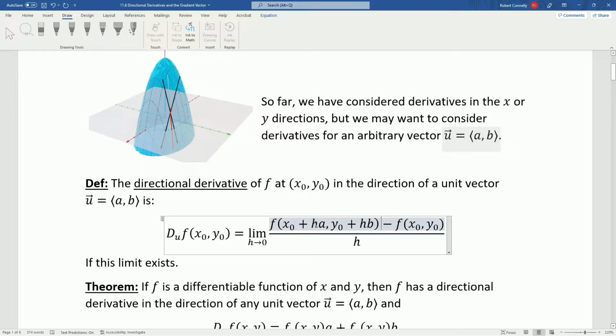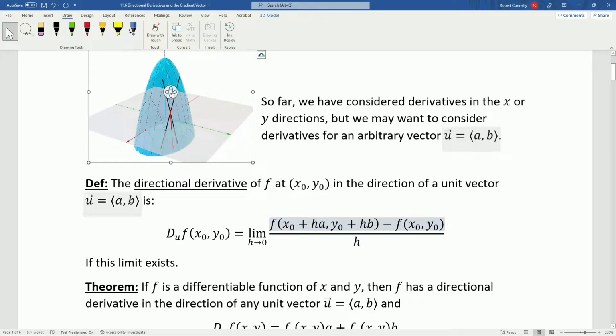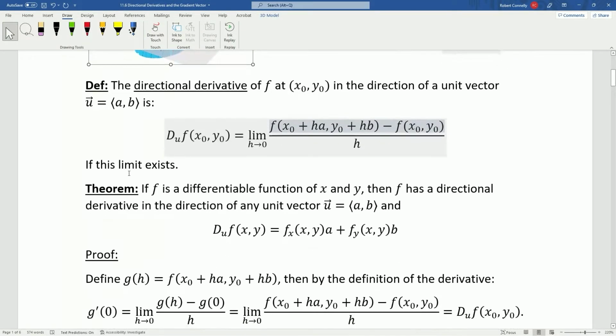Because we have this direction vector a and b, the amount that your x and y coordinates are changing is dependent on that vector. That's illustrated here by the ha and hb. The h decides how much you're moving away from x naught, y naught, and that's of course happening in the direction ab. So this is basically our normal limit definition for a derivative. It just requires that the change in our input occurs in both x and y at the same time. If that limit exists, that's what we call the directional derivative.